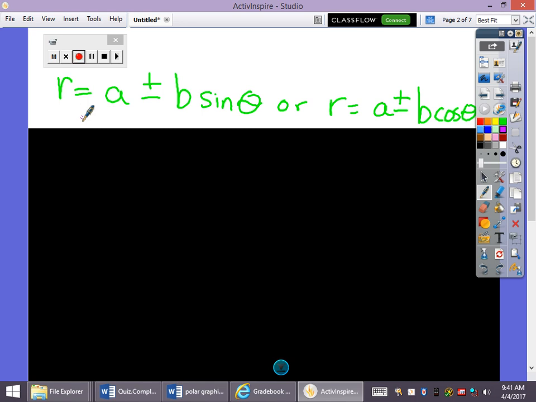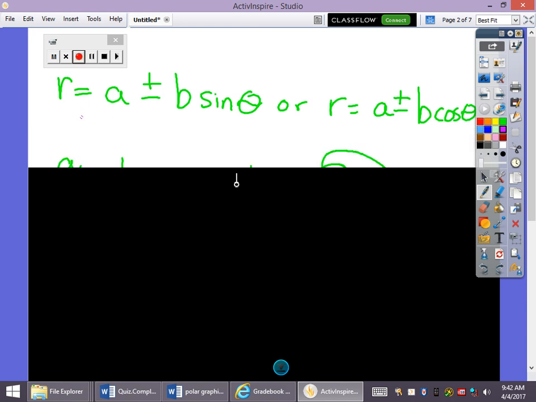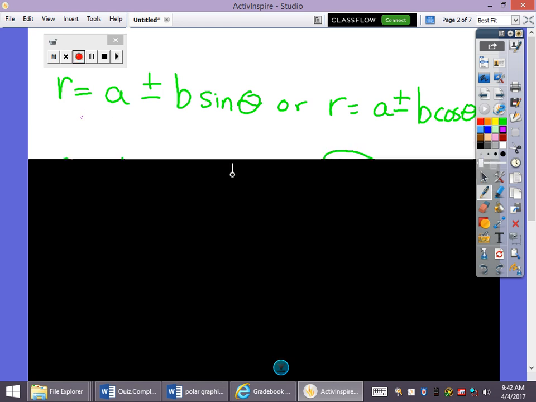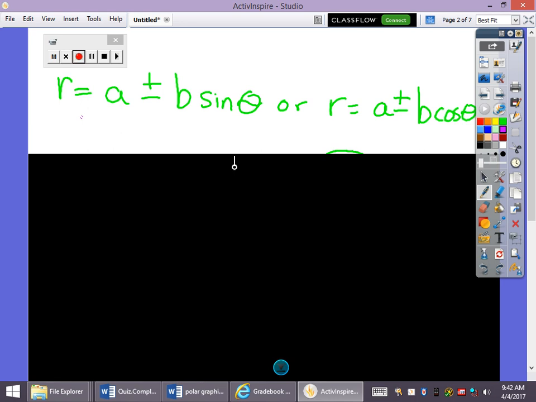Yesterday we did the form for a rose curve, so roses are multiplication. Limacon is addition or subtraction. It sounds more fun when I say Limacon. Okay. Good? Now, if it is a Limacon, the first thing we're going to do is A divided by B.